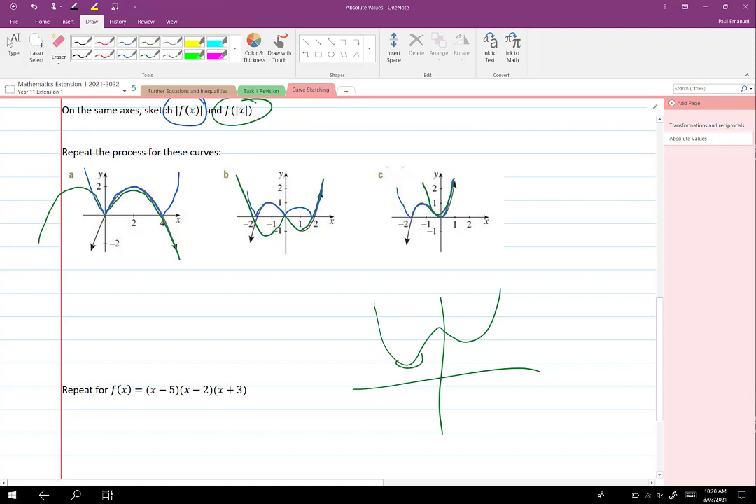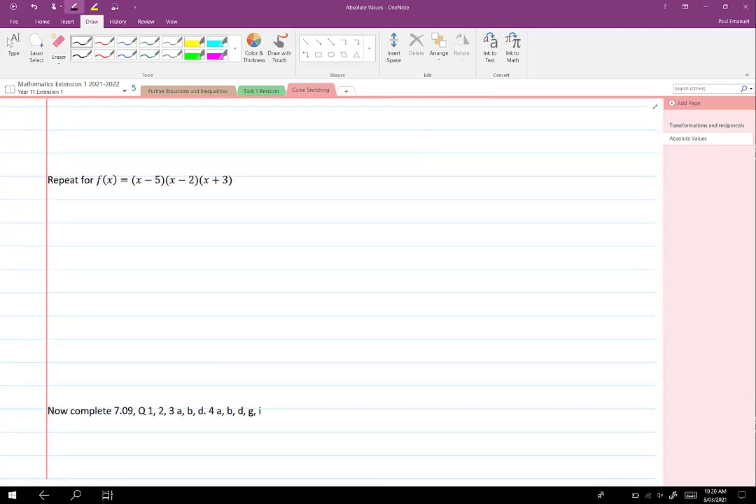It's got 1, 2, 3 places that it turns around. So if it's got 2, it's a cubic. If it's got 3, it's a quartic, and so on. Look at the power of x. There's 3 x's, so it's a cubic. Do you not need to write any of the y values? Nah, don't worry about that. Just worry about the x values, basically.